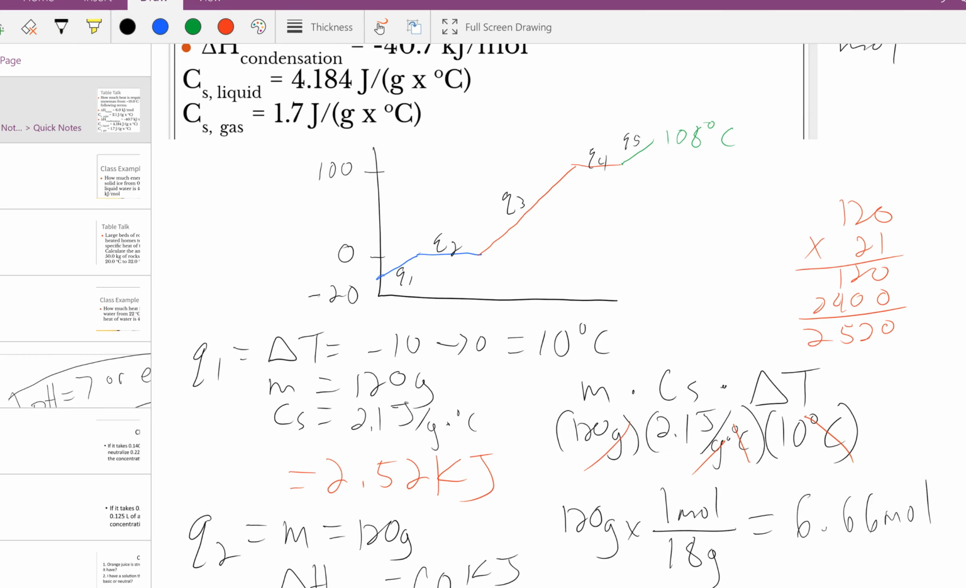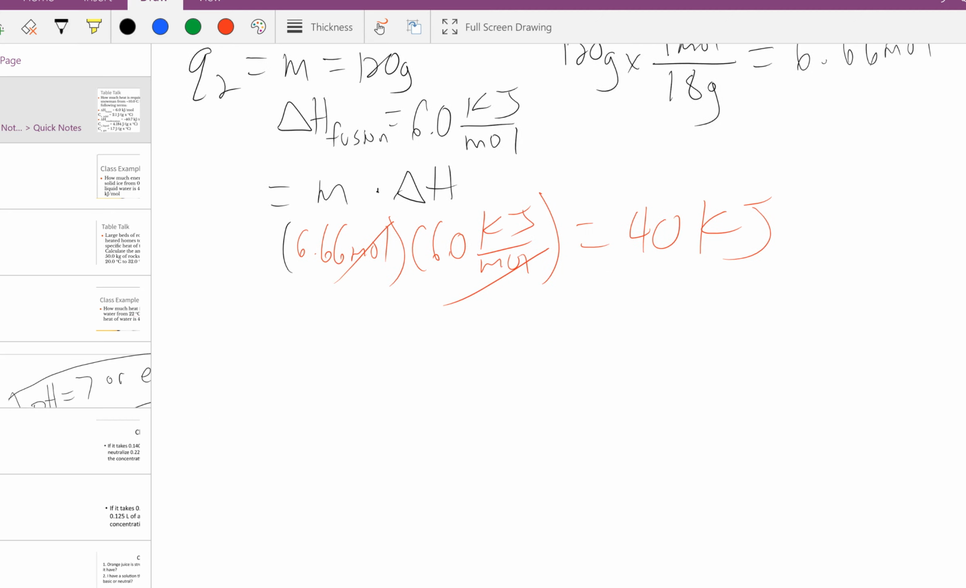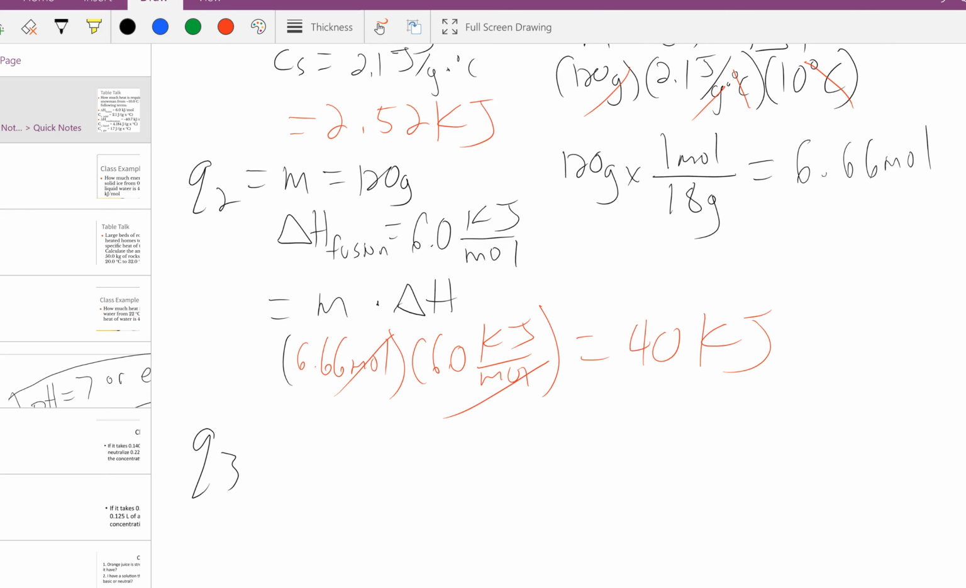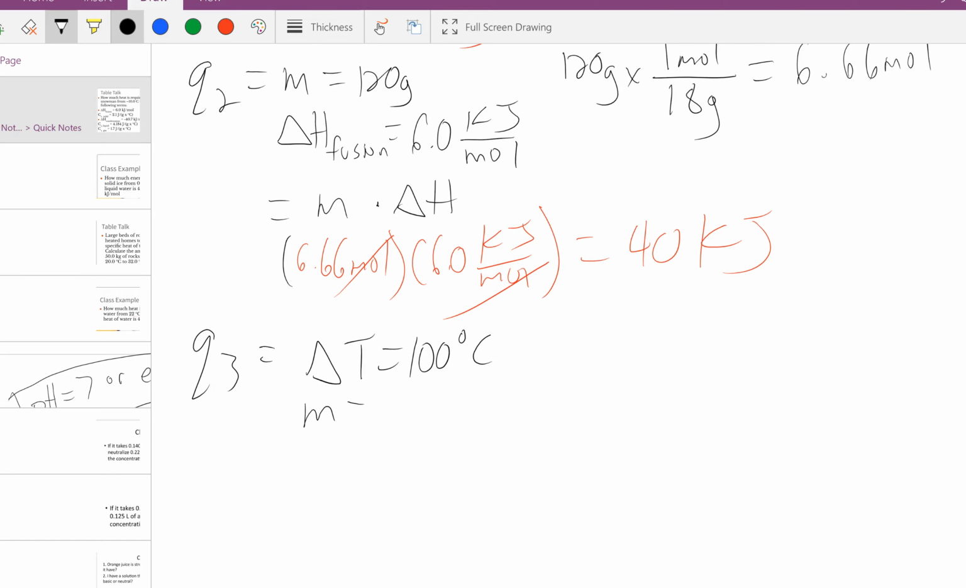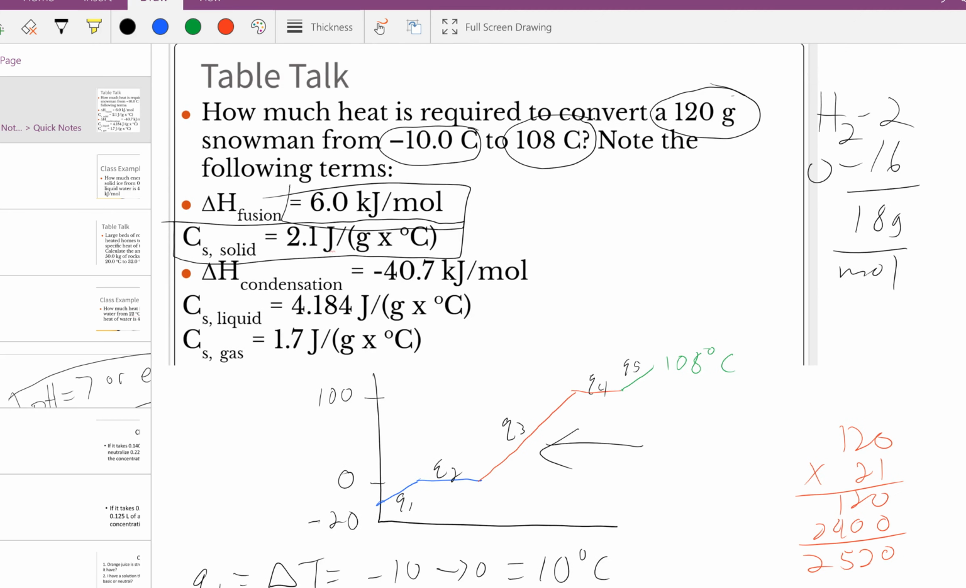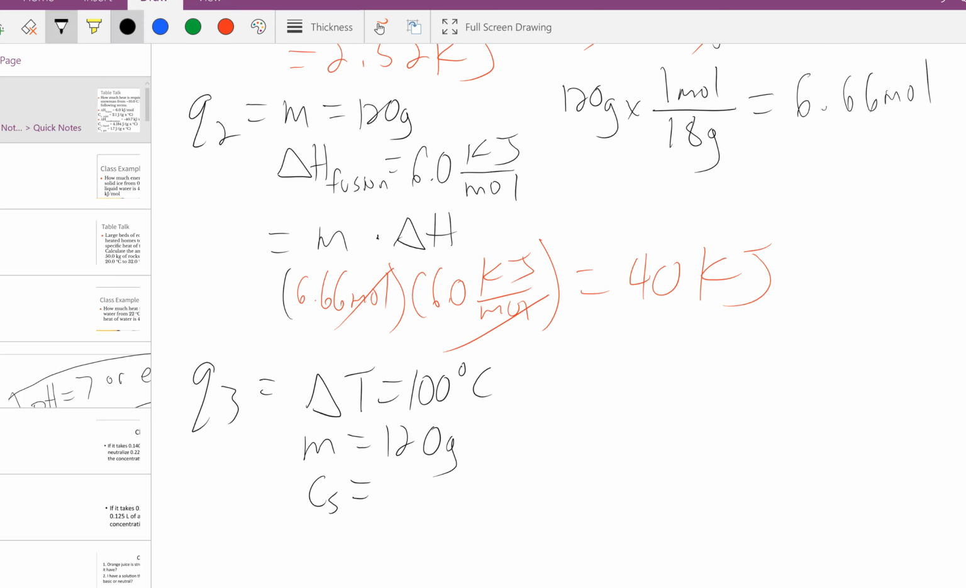Now let's go to Q3. Q3 right here is another addition of thermal energy. For Q3, we're going from 0 degrees to 100 degrees, so the change in temperature is going to be 100 degrees Celsius. The mass is the same, it's 120 grams. The Cs in this case, though, is the amount of energy required to heat liquid water, Cs liquid, which is 4.184 joules per gram Celsius.